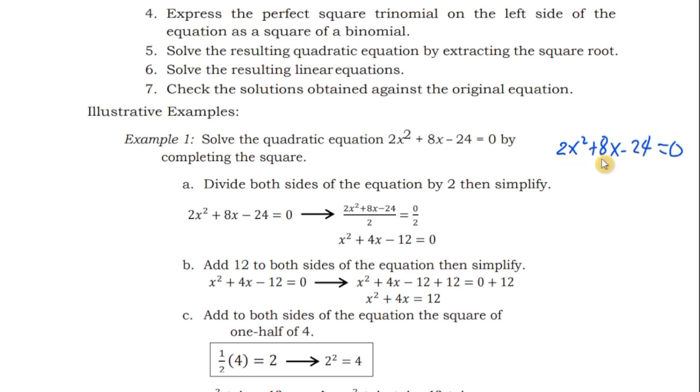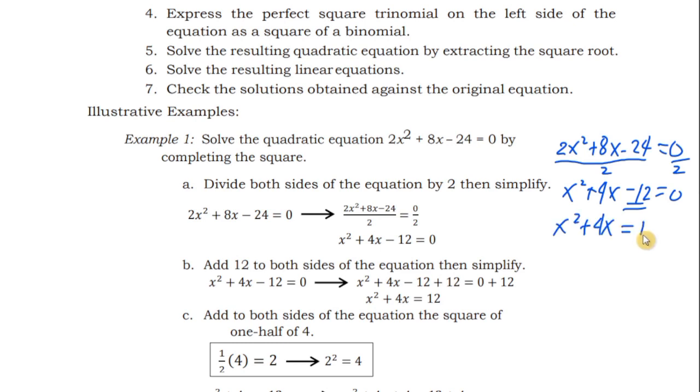As we check it here, this is divisible by 2, both sides of the equation. So 2 divided by 2, so x squared. 8 divided by 2, plus 4x. Negative 24 divided by 2, minus 12 equals 0. After which, the constant must be transposed to the other side. So we have x squared plus 4x is equal to 12.